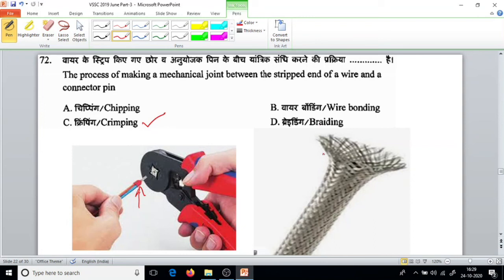So this is the braiding. Braiding means just like some girls will tie their hair and braid it. Braiding hair is similar. For gas stove connection, this kind of braided tubes will be used. It's a kind of weaving. That is what this picture shows. This is braiding.